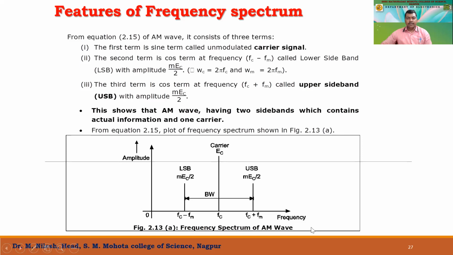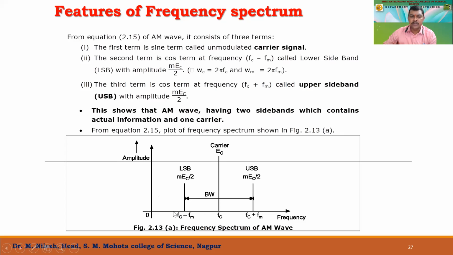Now here we have frequency on the x-axis and the amplitude on the y-axis. Here you are able to see the amplitude of the carrier is the highest at this frequency, that is the frequency of the carrier, the central frequency, right? The lower sideband and upper sideband frequencies have lower amplitudes with respect to this carrier. So this is the frequency spectrum of the amplitude modulated wave, where we have different frequencies and sidebands.